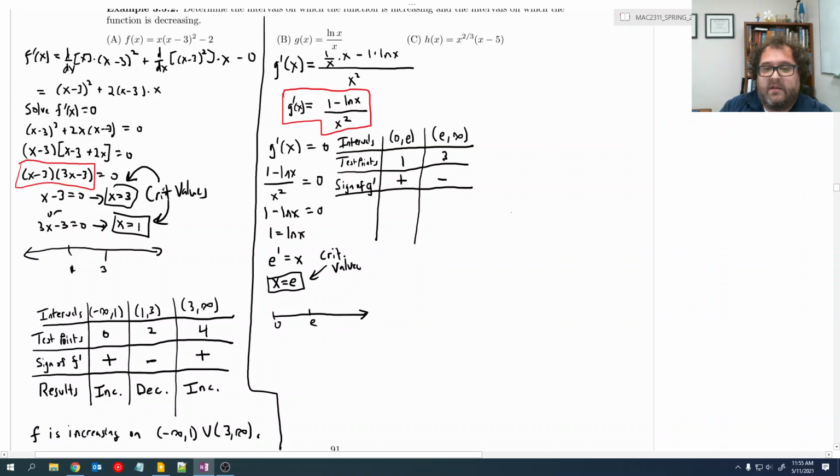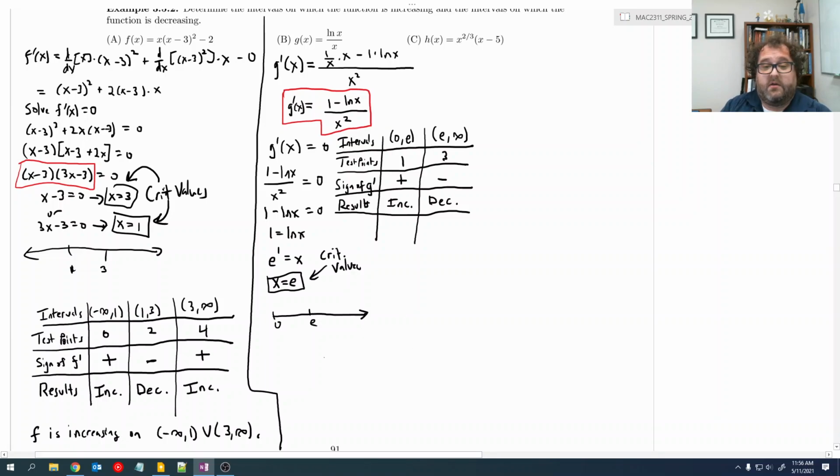So what does that tell us? That tells us our increasing and decreasing behavior. That tells us that where the derivative is positive, the original function is increasing, and where the derivative is negative, the original function is decreasing. Okay, it's decreasing. So there we have it.